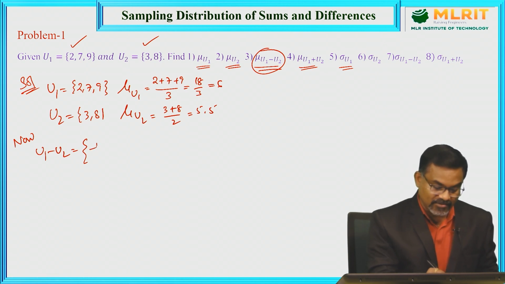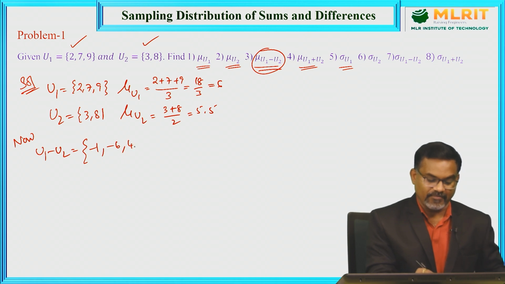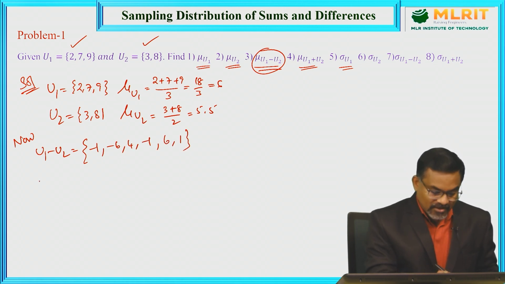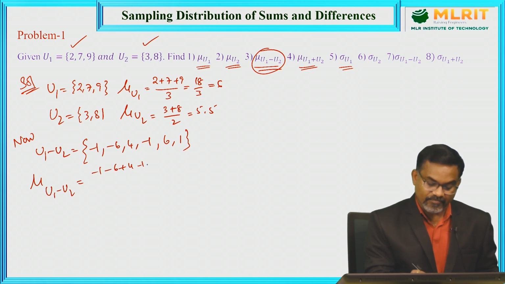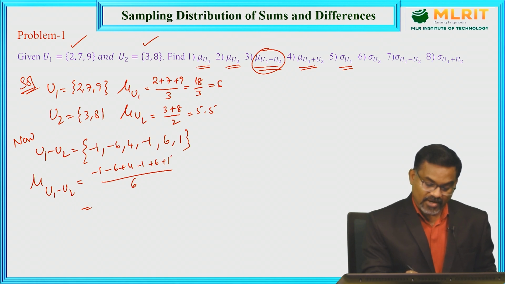2 minus 3 gives minus 1, 2 minus 8 is minus 6, 7 minus 3 is 4, 7 minus 8 is minus 1, 9 minus 3 is 6 and 9 minus 8 is 1. Now, let us calculate mu U1 minus U2 for this. So, here by adding all these values divided by the total 6 values. Here this minus 1 and plus 1, minus 6 and plus 6 cancel. So, 3 by 6, the answer is 0.5.